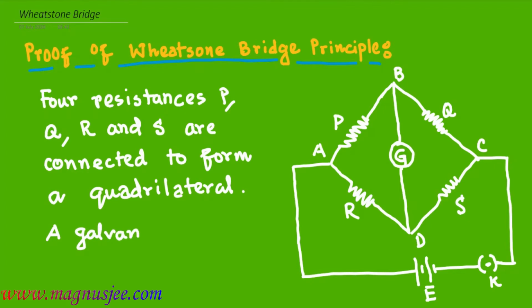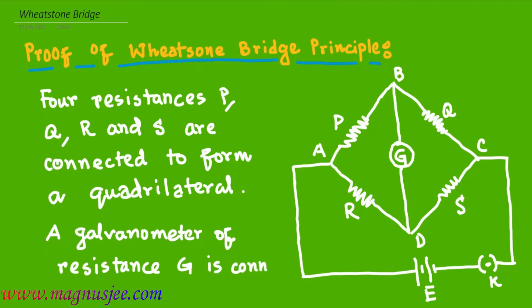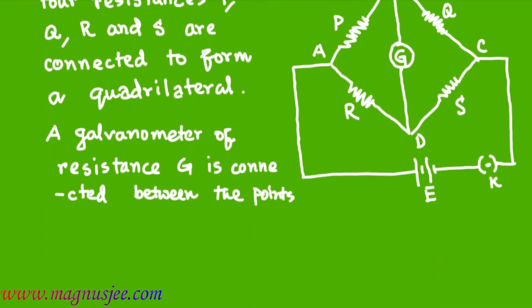A galvanometer of resistance G is also connected between the two terminals B and D, between the points B and D of the circuit.